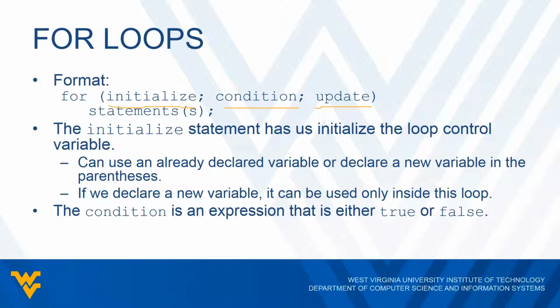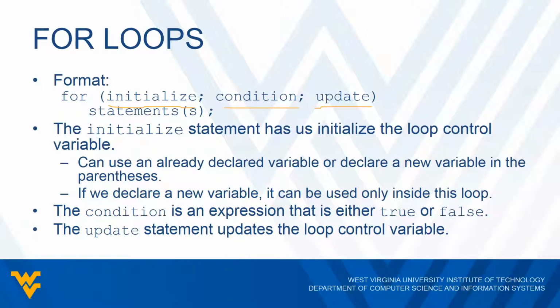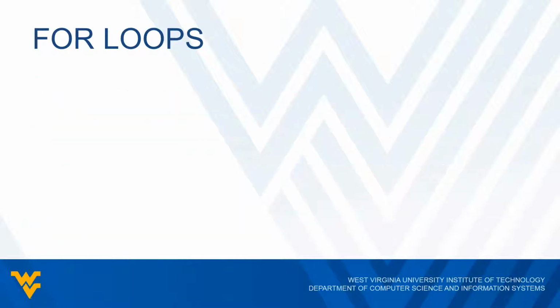Our condition is just like the condition for an if statement or a while loop. It's going to be some expression that's either true or false. The update statement just simply updates our loop control variable. And just like with loops in general, this update statement should eventually get us to a place where the condition becomes false. And as I already said, the statements in here are separated by semicolons.